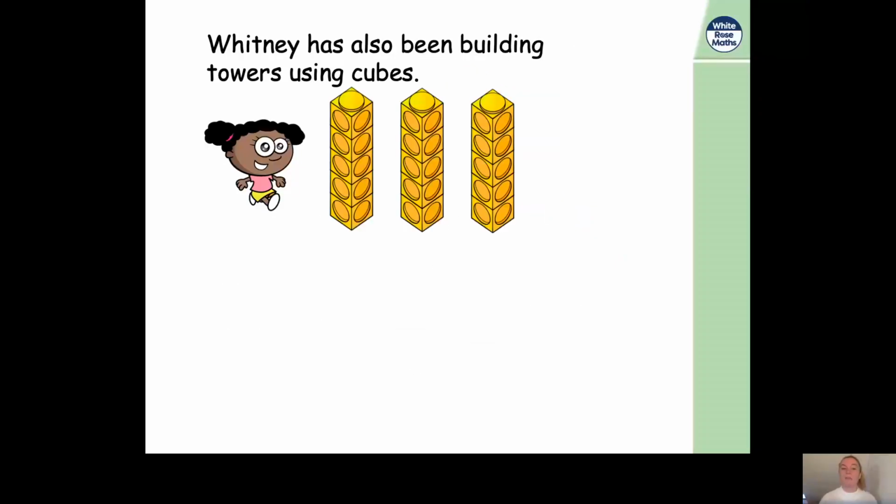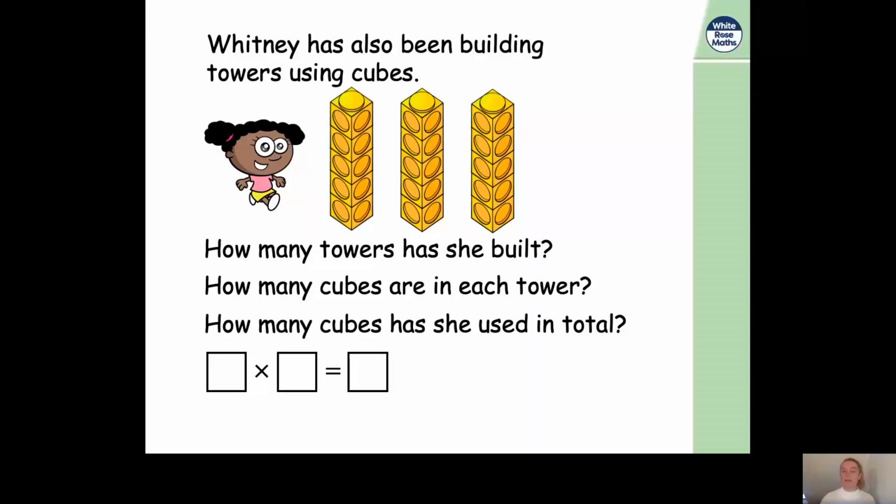Whitney has also been building towers using cubes. So there's Whitney's towers of cubes. Now, how many towers has she built? How many cubes are in each tower? And can you write the two multiplication number sentences to represent the towers? Okay, pause the video now and have a go.